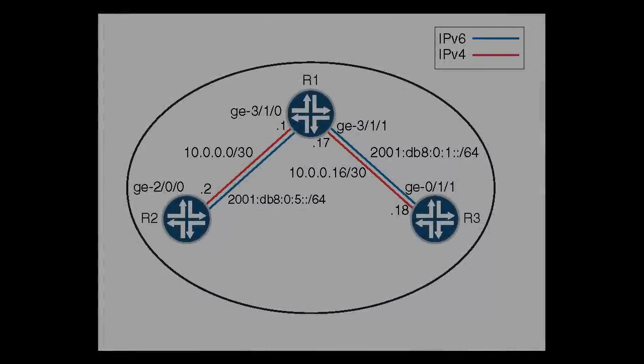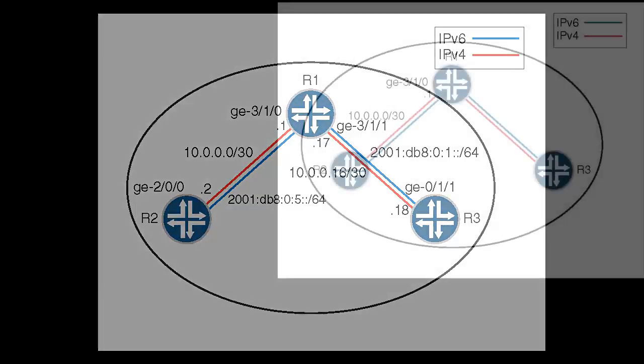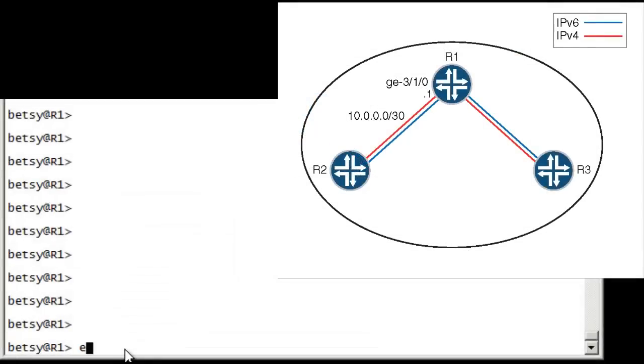Let's take a look at the topology. As you can see, the topology includes 3 routing devices in a single ISIS area. R1 has point-to-point connections to R2 and R3. The first step is to assign addresses to the interfaces.